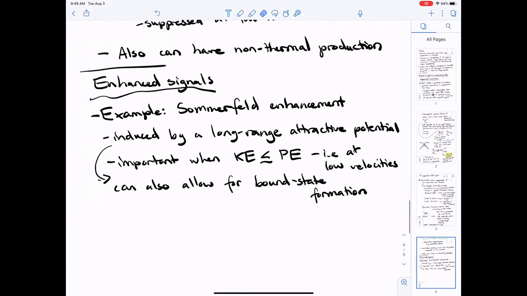So I'm not going to go into a ton of depth on the Sommerfeld enhancement. Again, happy to talk about it with people who are interested. But the basic parametrics are for a Coulomb-like potential, so a massless force carrier.